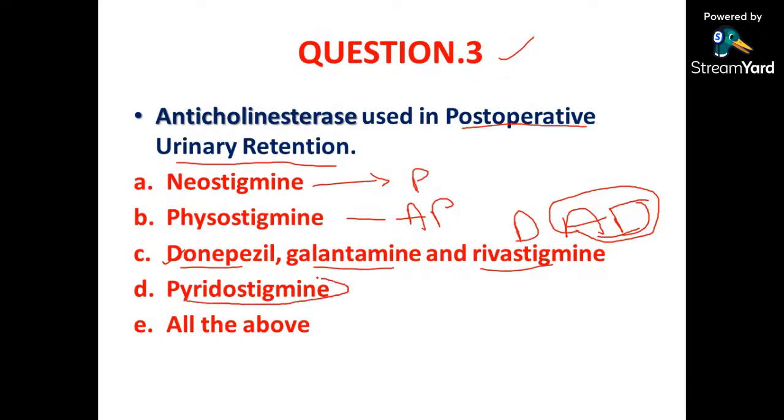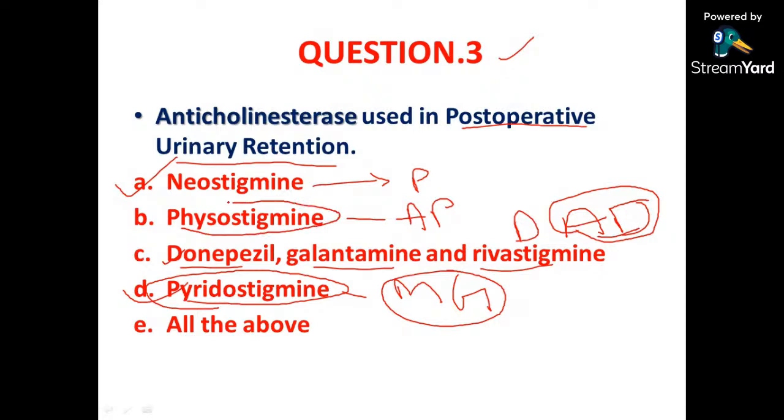And pyridostigmine is used particularly in myasthenia gravis. The anticholinesterase which is used in myasthenia gravis is pyridostigmine. The anticholinesterase which is used in post-operative urinary retention is neostigmine. The anticholinesterase which is used in atropine poisoning or belladonna poisoning is physostigmine. These four options are very important.